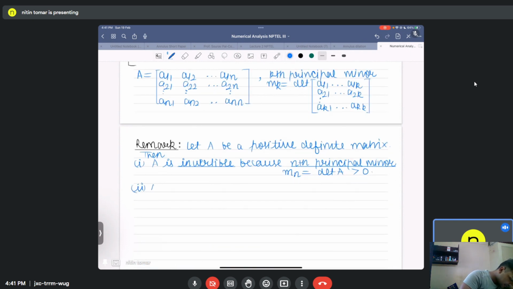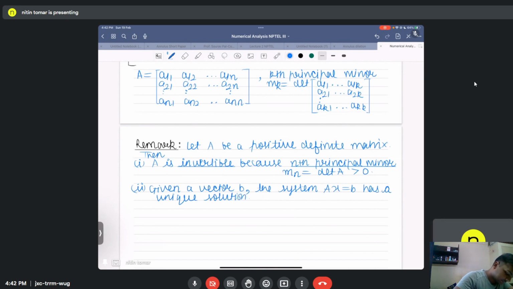So now can I say that, given a vector B, the system Ax equal to B has a unique solution? Can I say this? Why? Because A is invertible, right? An invertible matrix has a unique solution. See, some new definition is being introduced, so we are just seeing how it fits into our system.